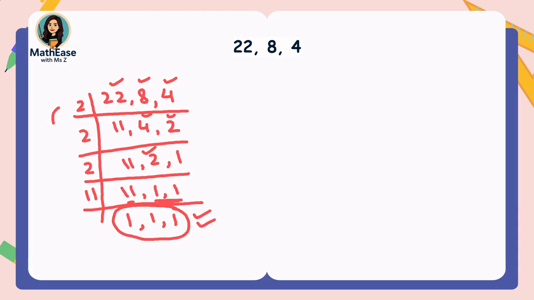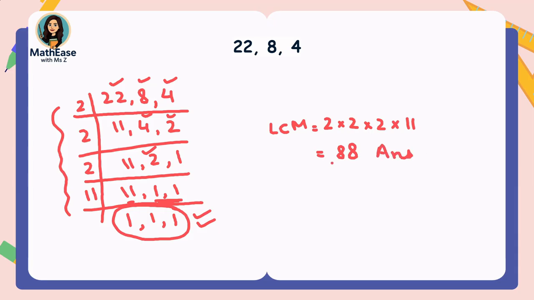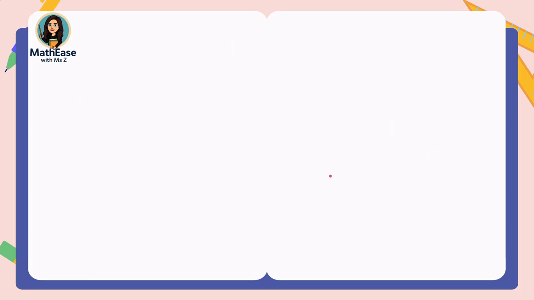Now for the last step, multiply all the prime numbers we wrote on the left. So the LCM is going to be 2 times 2 times 2 times 11. And that gives us 88. And there you have it. We just learned how to calculate the LCM of 2 and even 3 numbers using the prime factorization method by dividing them all side by side.